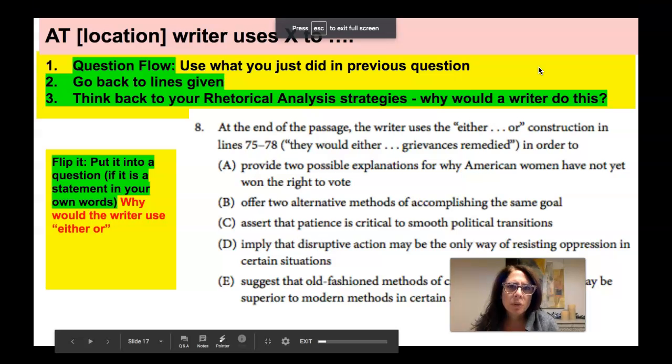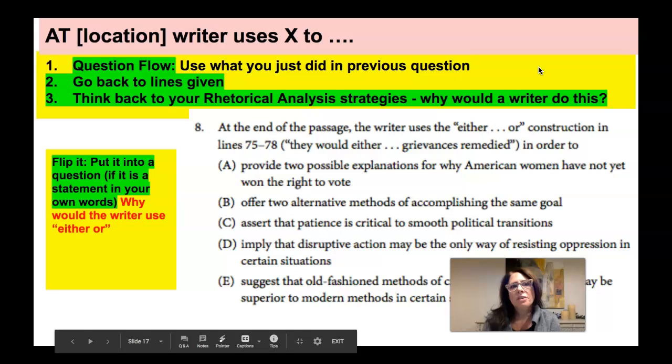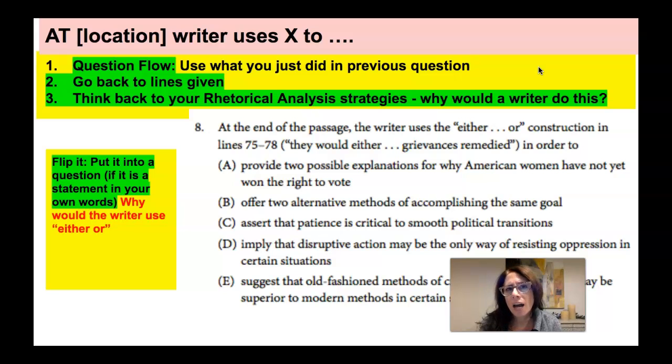So this is the final question that we're going to review here. This is another type of question that asks, why would a writer use something? And so they're giving you a particular location. At this location, the writer uses something in order to do something. So this is a lot like our rhetorical analysis essay work, when we analyze speeches and we're identifying rhetorical devices, and saying why a writer would use them. Same thing. So here, at the end of the passage, the writer uses an either-or construction, right, in order to.